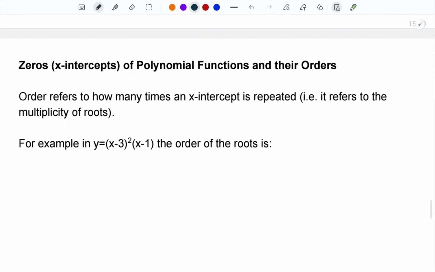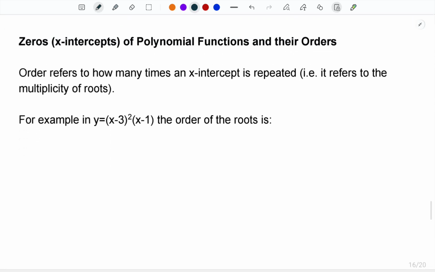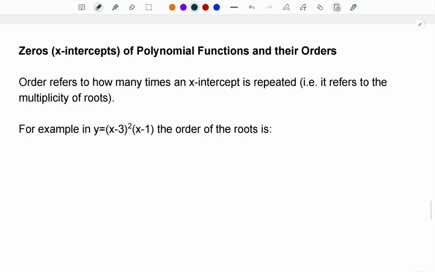Okay. And that's where we're going to be seeing something a little bit different. It's this thing called the order of the roots. So the order of the root basically refers to how many times an x-intercept is repeated, if we're looking at it in factored form, let's say. So if we look at x minus 3 squared, x minus 1, x equal to 3 has order 2 because it's got that square on it, whereas x equal to 1 has order 1.